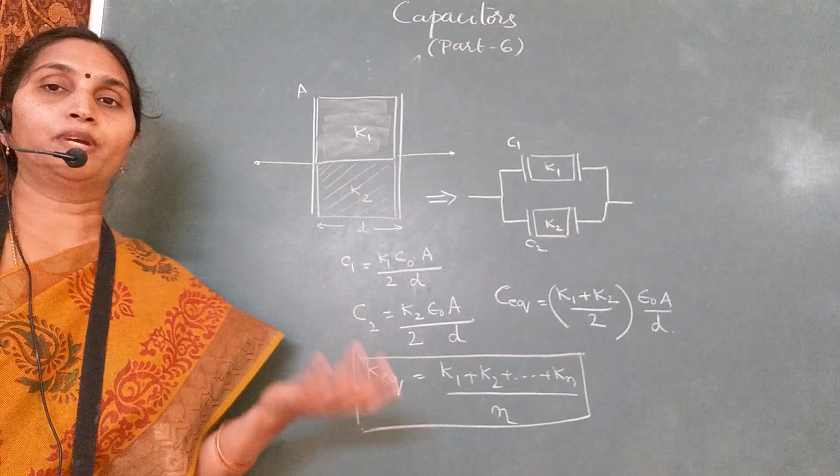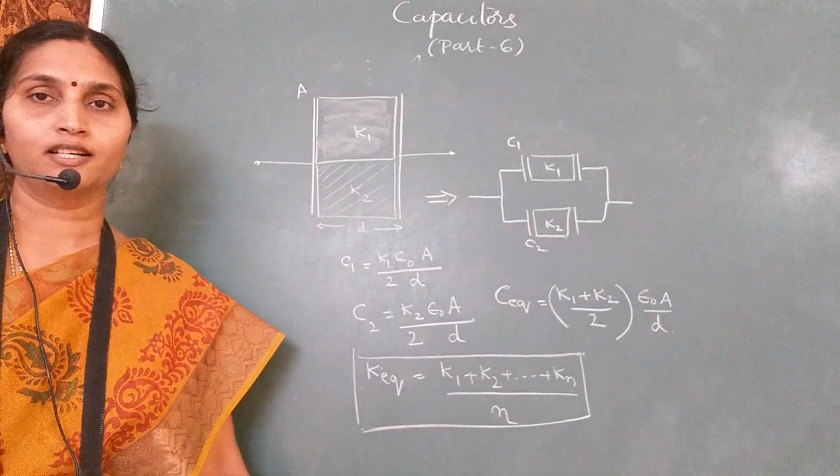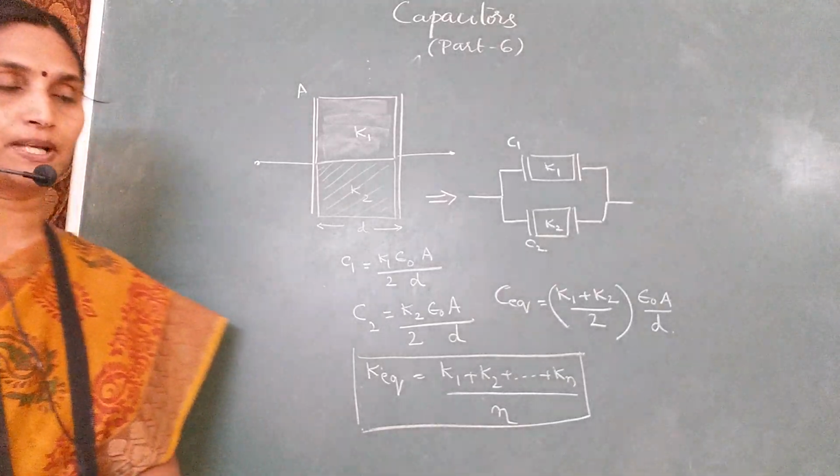Now let's take a combination. A few materials are horizontally filled and some are vertically filled. Then how do you split the capacitor?